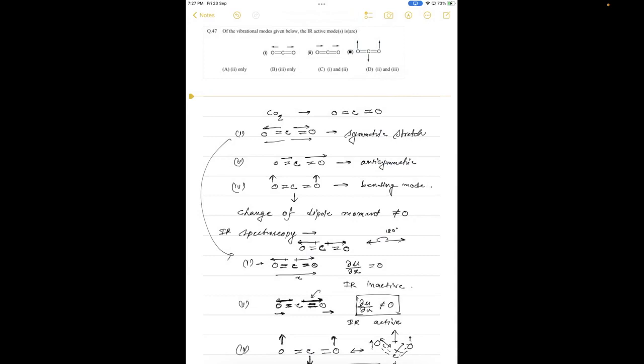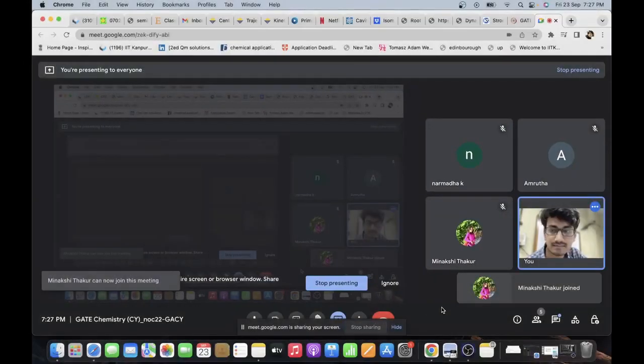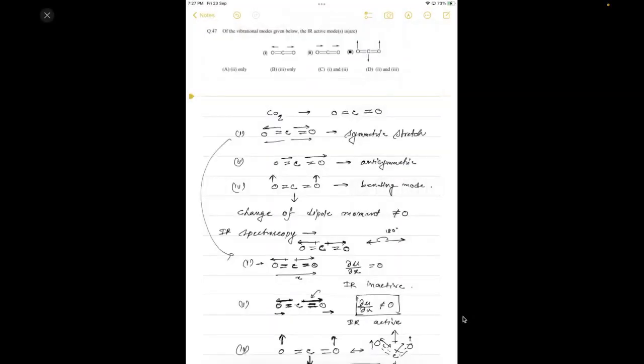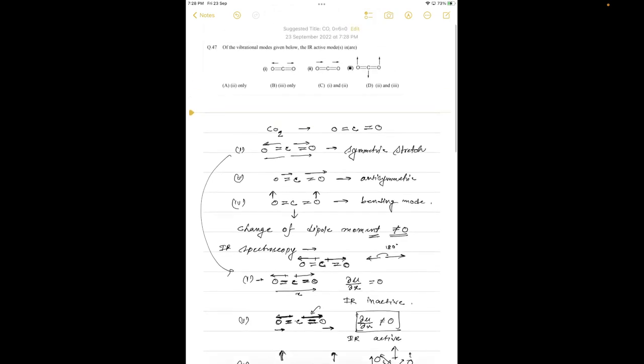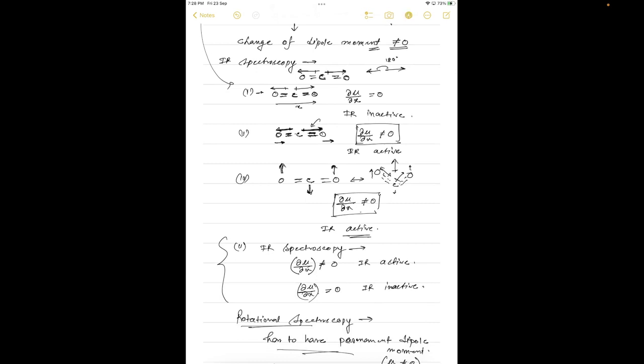Okay, so the question is: out of the following three vibrational modes, which of the modes are IR active? In IR spectroscopy, for any vibrational mode to be IR active, the change of dipole moment has to be non-zero. The dipole moment of the whole molecule can be zero, like the molecule can be non-polar as a whole, but the change of dipole moment during the motion of any particular vibrational mode has to be non-zero. So for a vibrational mode to be IR active, we have to check del mu del x, that means whether the change of dipole moment due to the particular motion is zero or not.